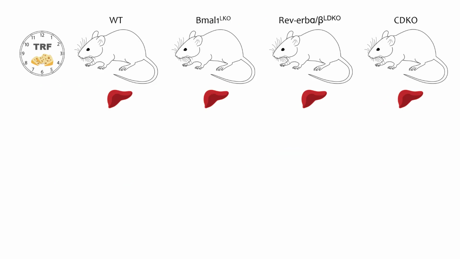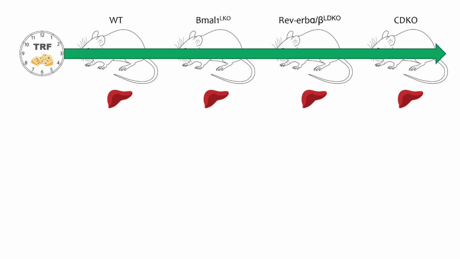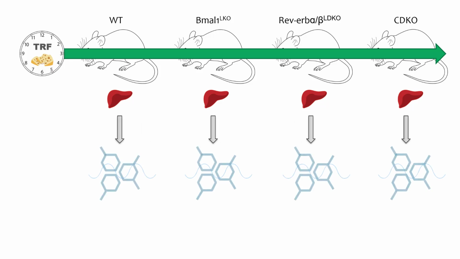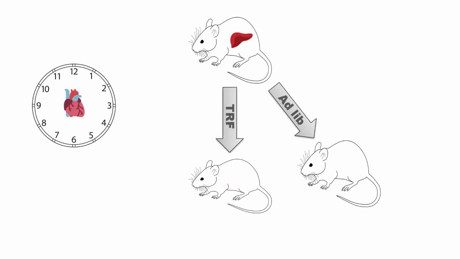To gain insight into the molecular pathways that are regulated by TRF, the researchers performed metabolomic and transcriptomic analyses on the liver samples. The effect of TRF was analyzed within or across genotypes, and cycling genes and metabolites in all groups were identified using a statistical tool called Metacycle. First, the researchers compared the effect of TRF, or ad libitum feeding, on the clock-deficient mice.